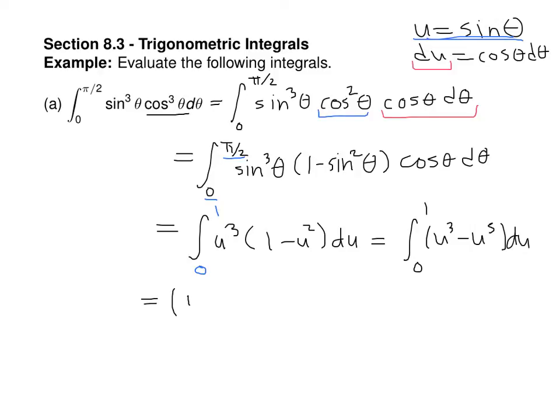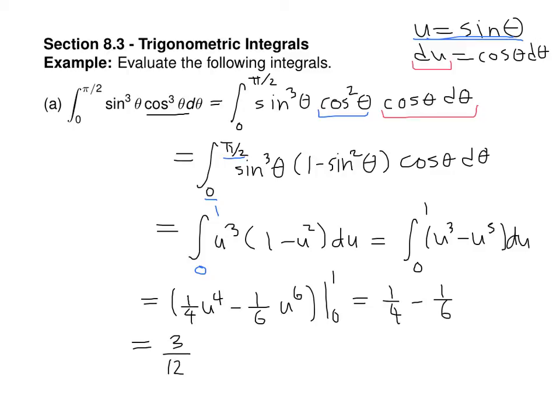So that will be 1/4 u to the 4th minus 1/6 u to the 6th, evaluated from 0 to 1. So we have 1/4 minus 1/6. So that will be 3 over 12 minus 2 over 12, or 1/12.